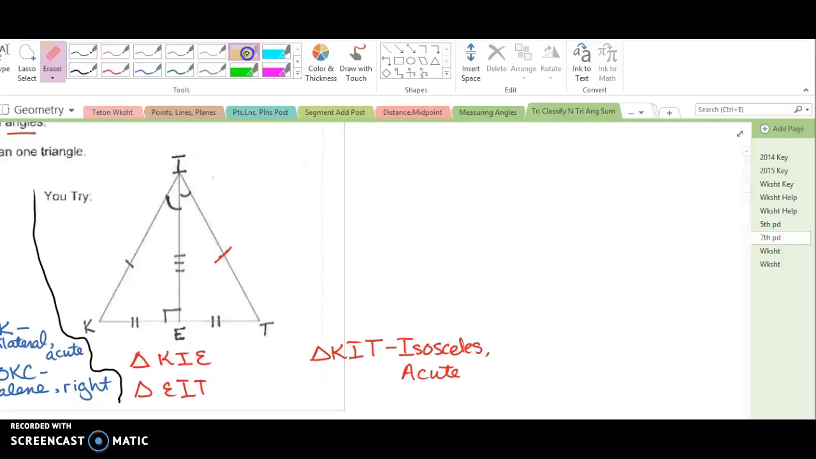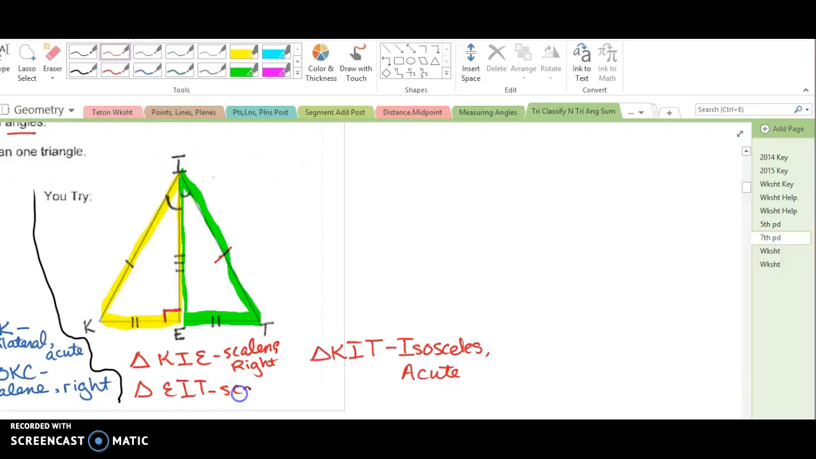Okay, then for KIE, I hope you said that was scalene since all three sides were different amounts. And it was right because it had one right angle. And then for the last triangle, EIT, it was again scalene. And this was also right. I hope you figured that out. Even though it didn't have a box, it was automatically assumed to be right since this one was right next door.